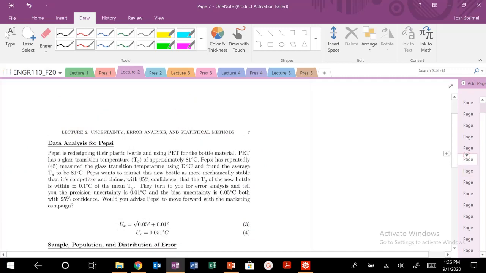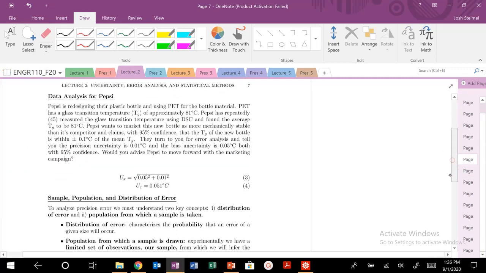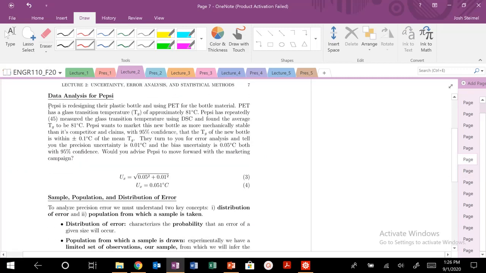So speaking of which, let's start with a fairly straightforward example. Pepsi, not sponsored, is redesigning a plastic bottle. They're using PET, polyethylene terephthalate. It has a T_g, a glass transition temperature, where we go from glassy to rubbery behavior, of approximately 81 degrees C. So they measured it 45 times, and they found the average T_g to be 81 degrees C.